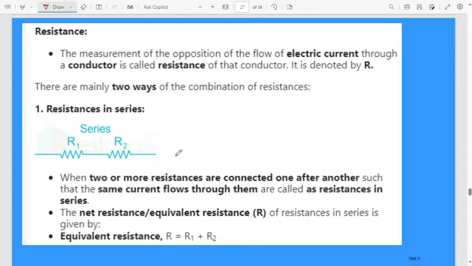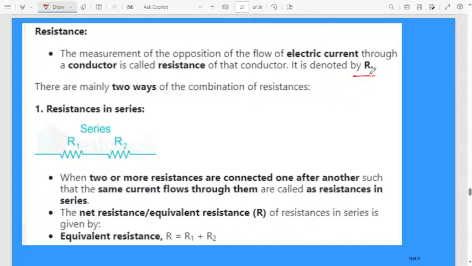Next, resistance. This in detail I will not go, only problems I will discuss, which type of problems they will ask based on the resistance. Yes, the measurement of the opposition of the flow of electric current through a conductor is called the resistance of that conductor. It is denoted by R. In simple words, resistance means the opposing force we can consider. When the current is moving in one direction, the resistance will act in the opposite direction to the flow of current. It is indicated by R.